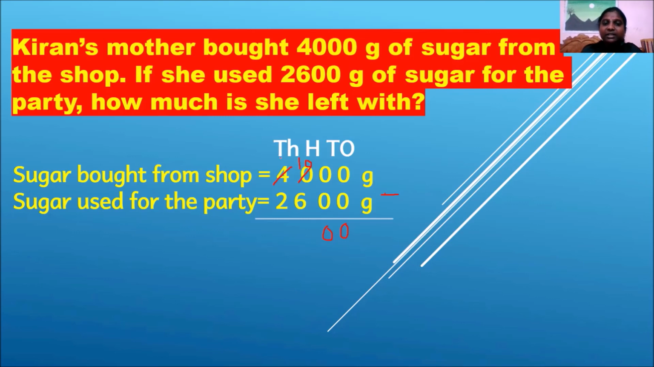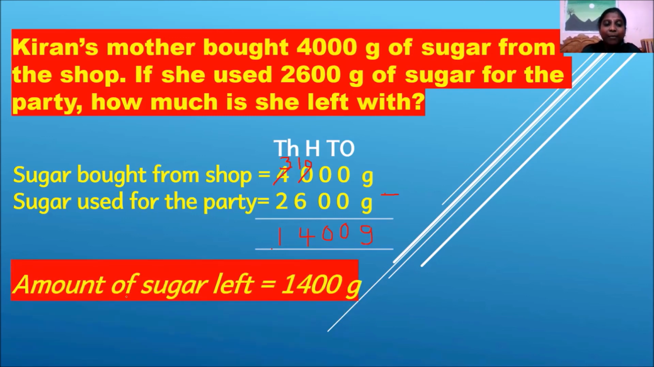Here 4 is 3. Now subtract 10 minus 6 is 4. 3 minus 2 is 1. We got 1400 grams. Writing the unit is very important. Amount of sugar left is 1400 grams.